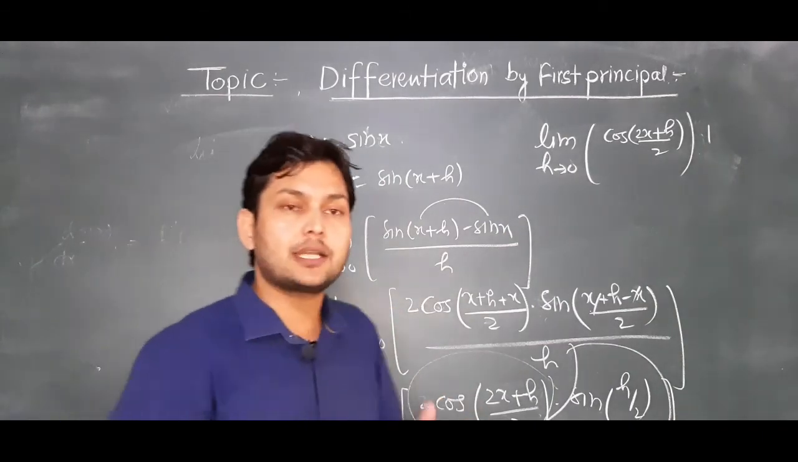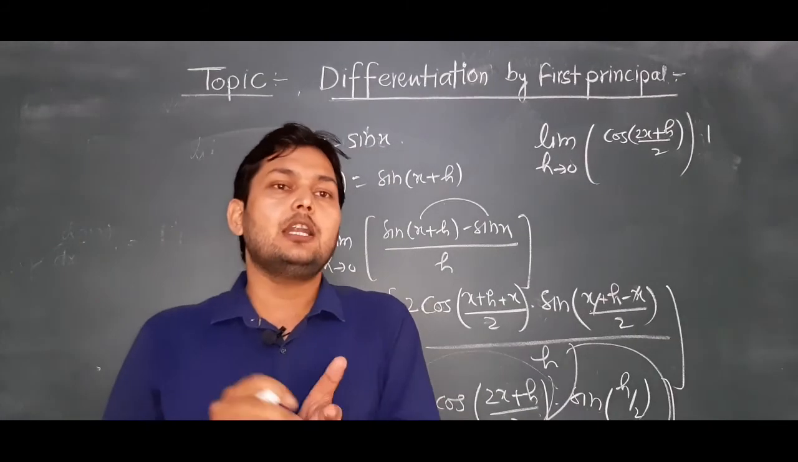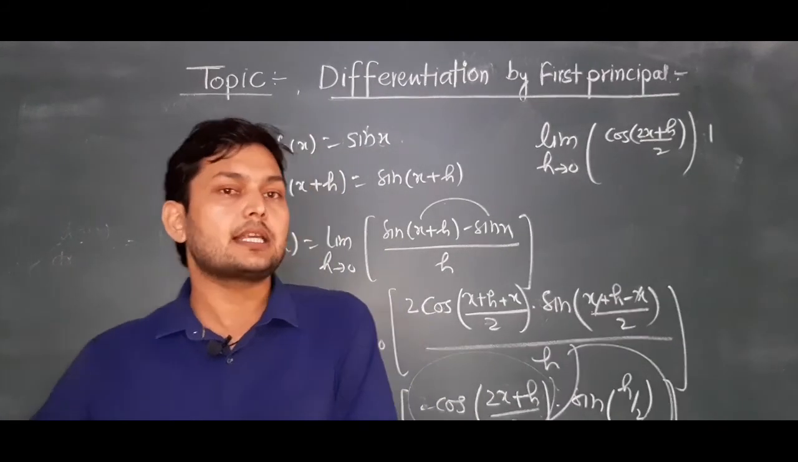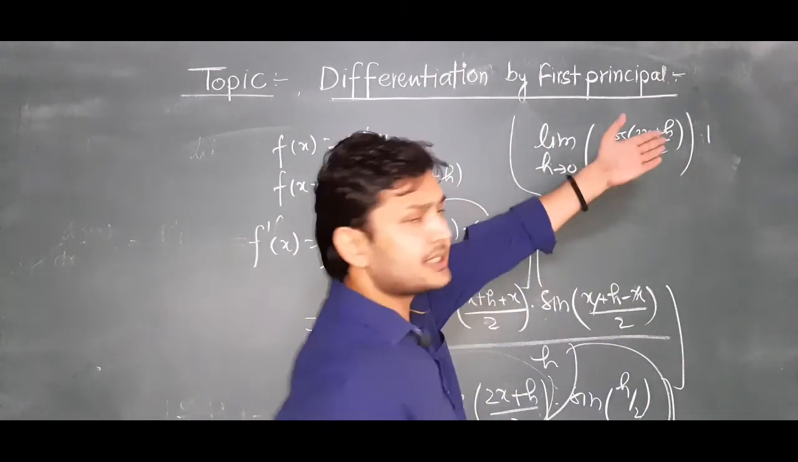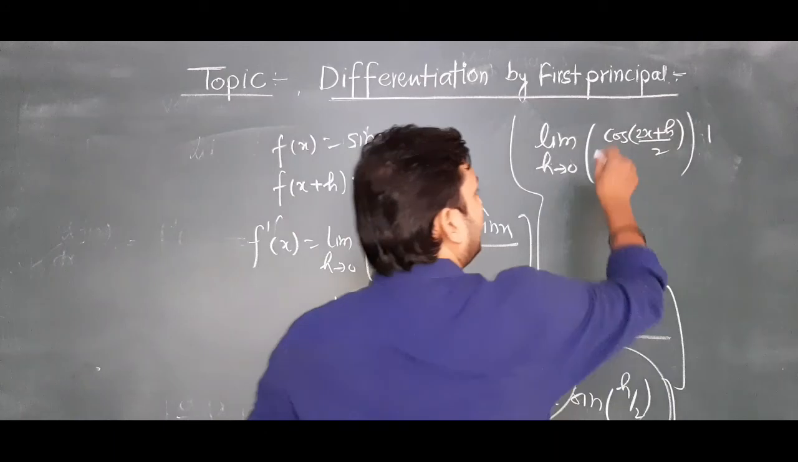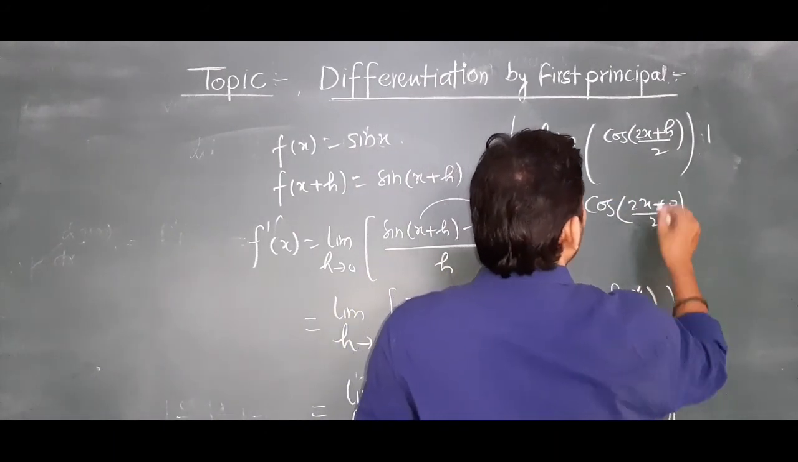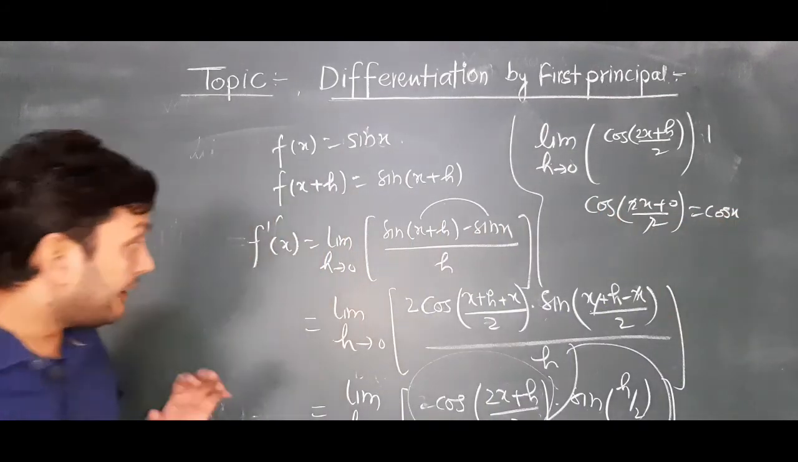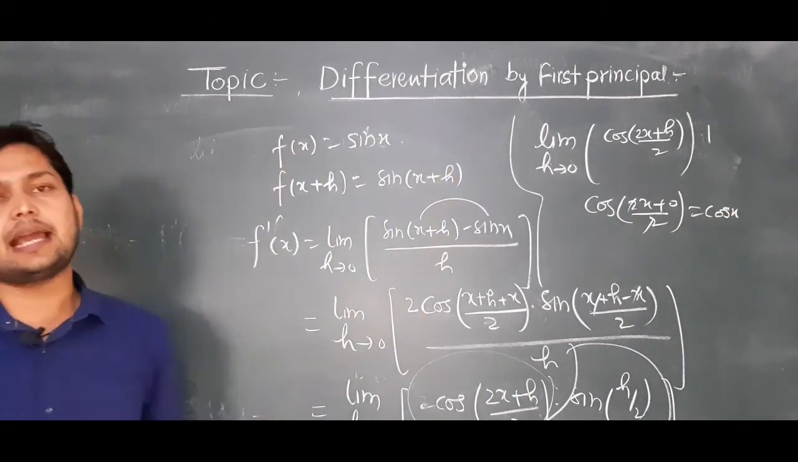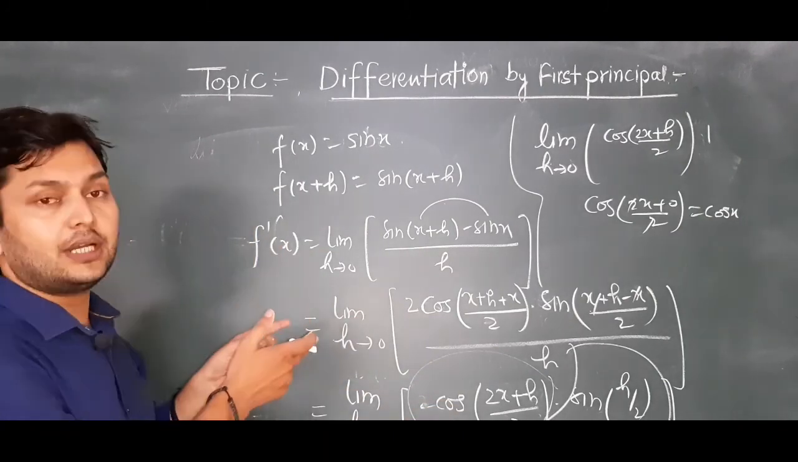If you have two functions f(x) and g(x) and x goes to a, then you can write the limit as x tends to a of f(x) into g(x) as the limit of f(x) into the limit of g(x). Now look, when h goes to 0, you will get cos((2x + 0)/2), and it will equal cos x. Everybody knows that the differentiation of sin x is cos x, but from the first principle, we calculate it in this way.